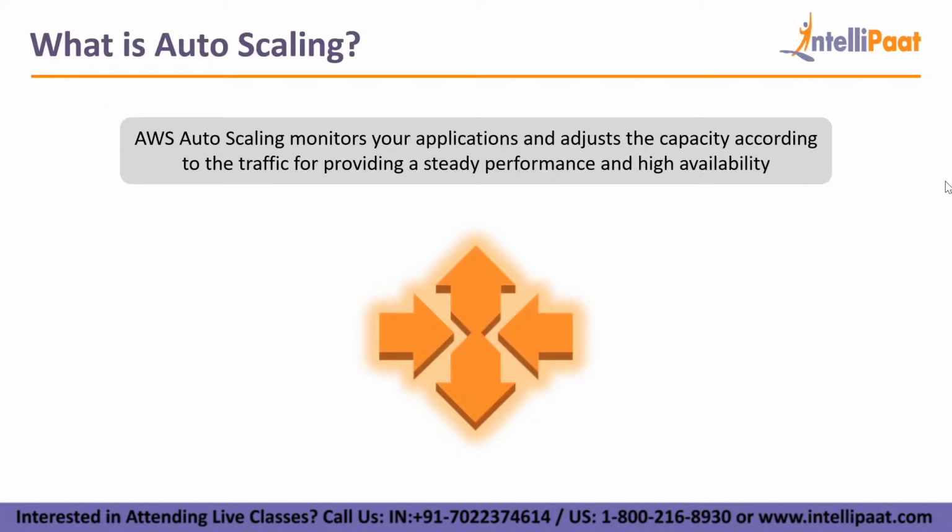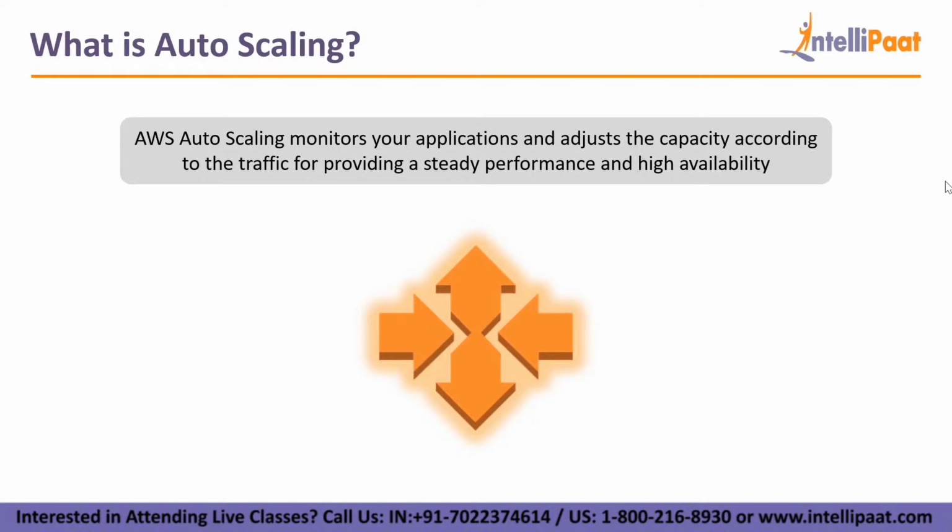Mostly it is used with the AWS server. It monitors your applications hosted on the AWS server and adjusts the capacity according to the traffic, providing steady performance and high availability. This basically means this auto scaling service will monitor the application or the server's running capacity.